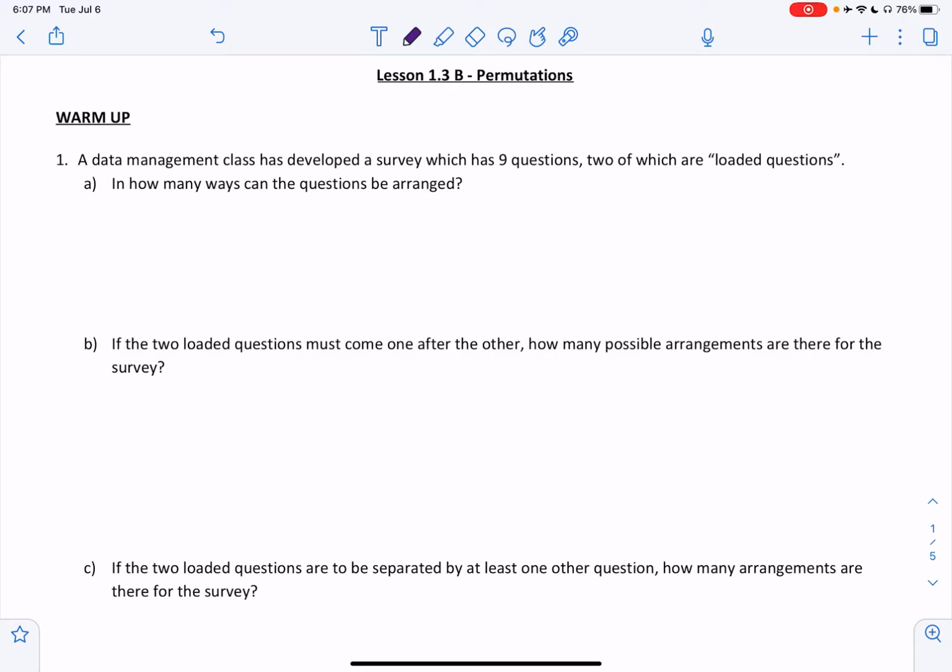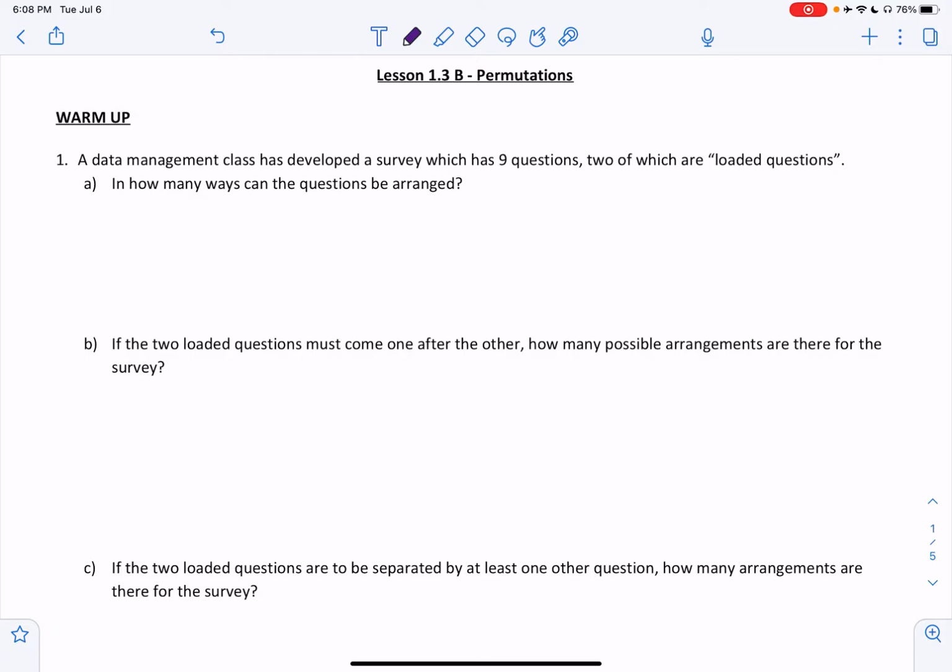For this lesson, we're going to be talking about permutations. So we're going to start with a little bit of a warm-up, and then we'll continue into some more challenging examples, as well as the actual formula for our permutations.